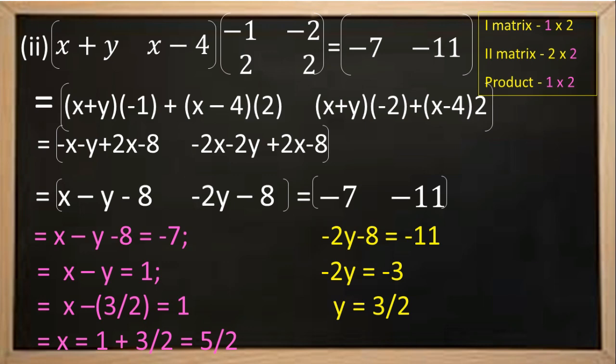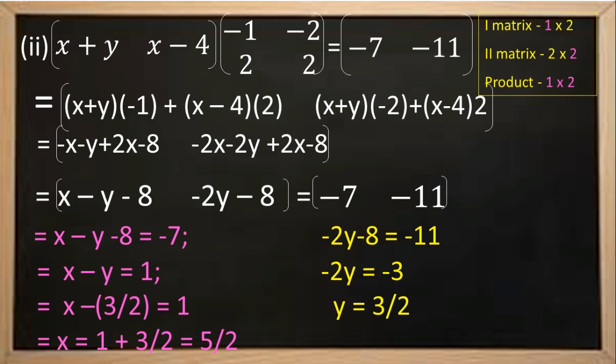So, let us move on to the second term. Minus 2y minus 8 is equal to minus 11. Hence, the value of y will be equal to 3 by 2. So, substitute the value of y equal to 3 by 2 in the first equation and find out the value of x as 5 by 2. x is 5 by 2, y is 3 by 2.